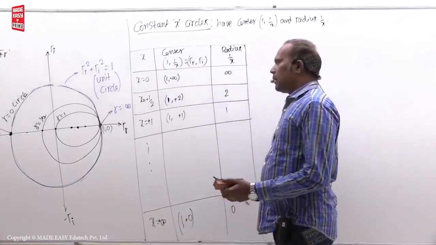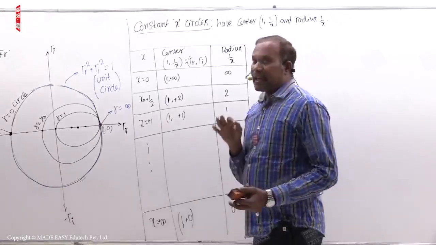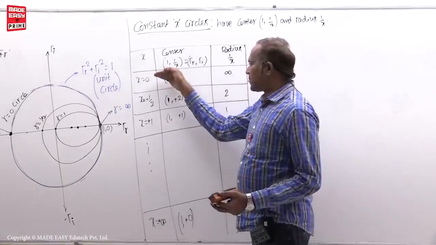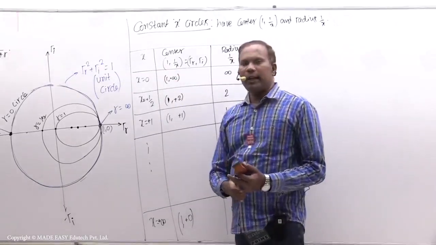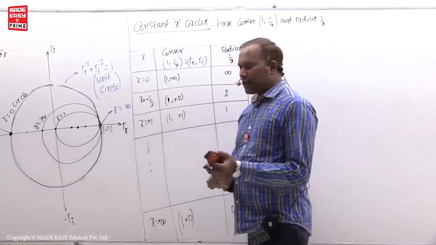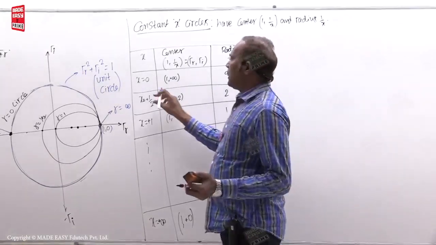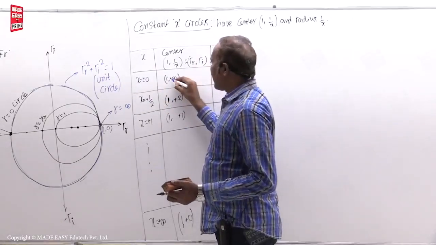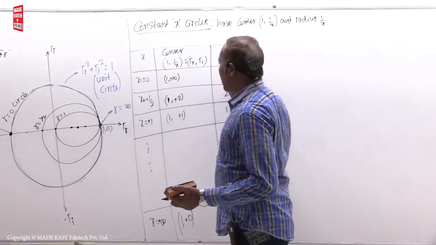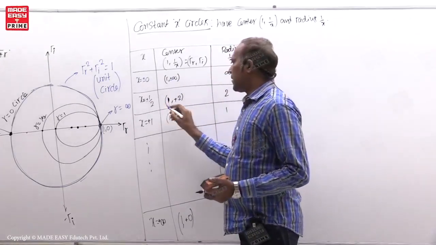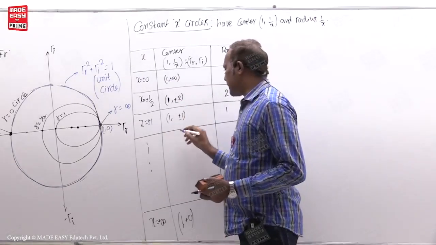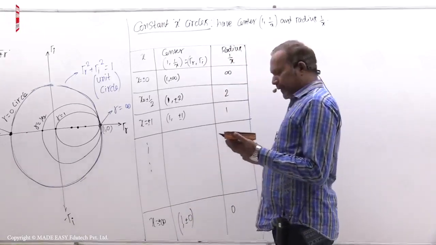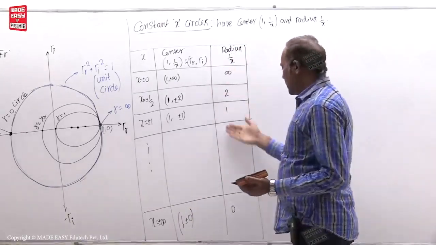Now students, you know that the x value varies from minus infinity to 0 and 0 to infinity. I have taken some values between 0 and infinity. Now I have to take some values between minus infinity and 0. So that is why I will take plus or minus. So x is equal to plus or minus 0, then you get here plus or minus infinity. And radius can never be negative, that is always positive. So here also plus minus, plus minus. But radius is always positive.